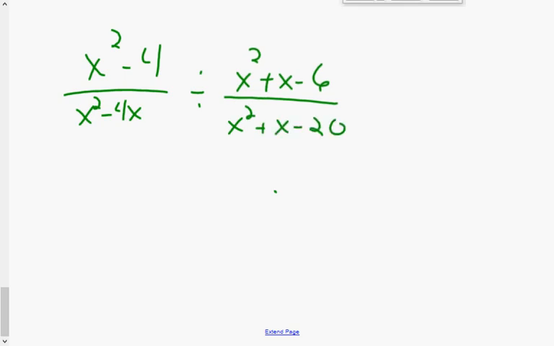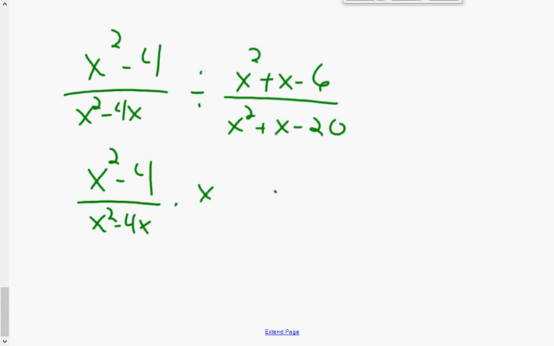So I got x squared minus 4x over x squared minus 4x, divided by x squared plus x minus 6 over x squared plus x minus 20. So now, all you do for division, you flip and then you multiply. So if you want, you can write it out like this, or I'm going to show all my steps. You don't have to write this down.